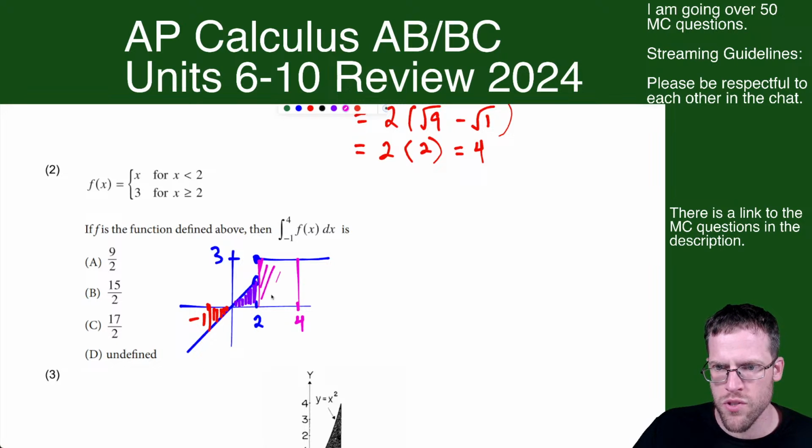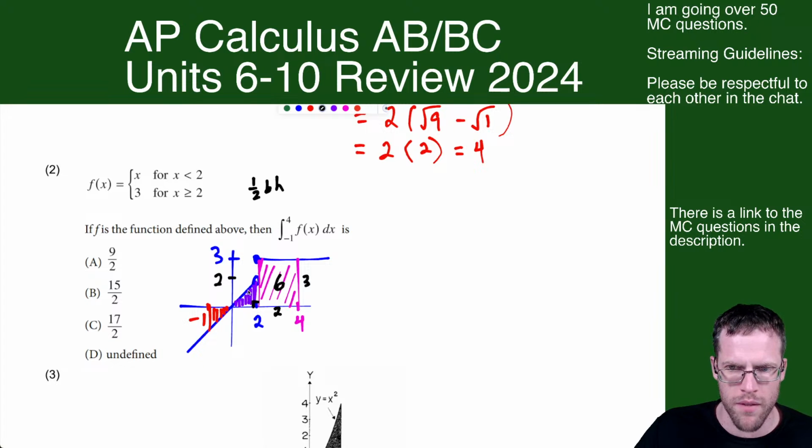Okay, so if you just want to use geometry, you could use geometry here and say, like, this is going over 2 and then up 3. So 2 times 3 is 6. This over here is a triangle, a right triangle. So I could just go over 2, up 2. So I'm doing 1/2 base times height for the triangles. So the base is 2, the height is 2, and half of 2 times 2 is going to give us 2. But this one is a 1 by 1.